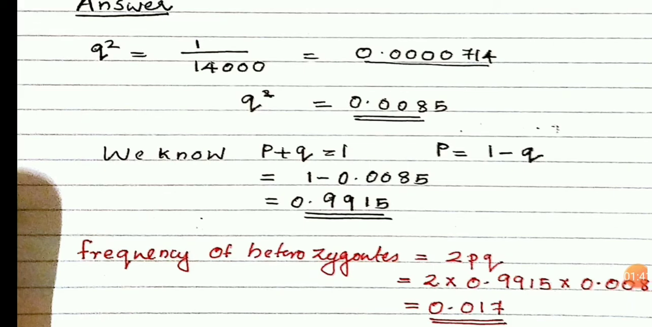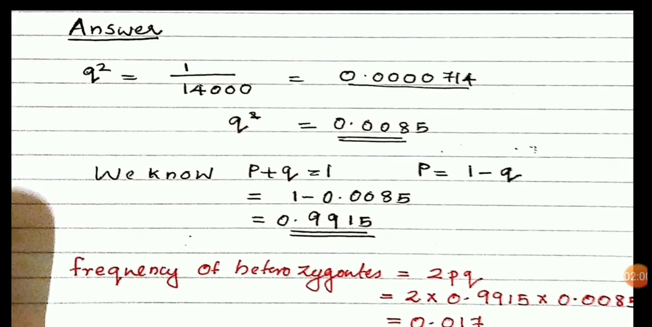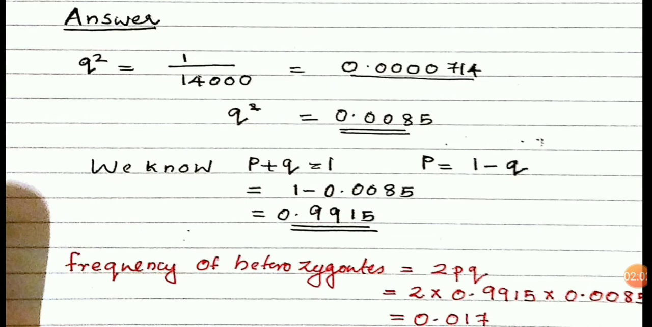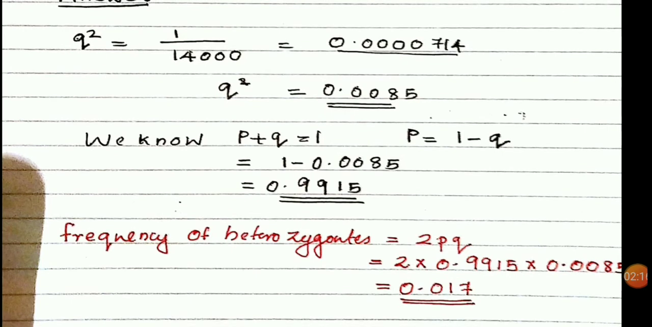Q square means the frequency of the recessive condition, q square is 1 by 14,000, that is the affected individual. Then we get the heterozygous condition 2pq is equal to 2 into 0.9915, and when we calculate the heterozygous condition we calculate 2pq.